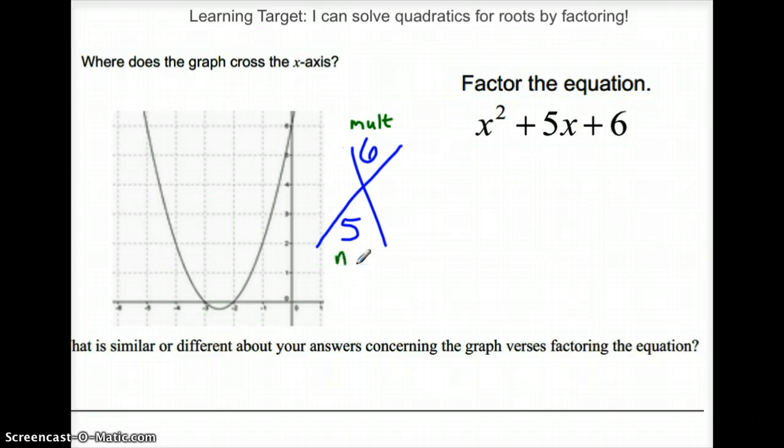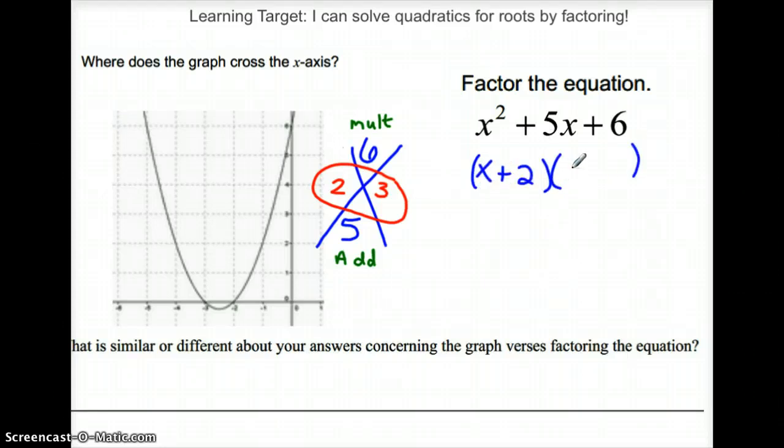And so think about the factors of 6, 1 and 6 and 2 and 3. Now, since both the numbers are positive, I know both of my numbers that I'm trying to figure out are also positive. So I think I need to go with the pair 2 and 3. These numbers multiply to the number above, 6, and those numbers add to the number below, 5. So then remember we talked about just taking this and grouping it as x plus 2 and x plus 3.